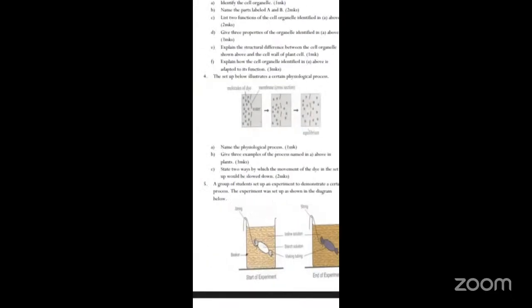Very good. Reducing the temperature. Because when we increase the temperature, we will increase the rate of movement. So slowing down involves reducing the temperature. Very good. Another way? Increasing the thickness of the membrane.